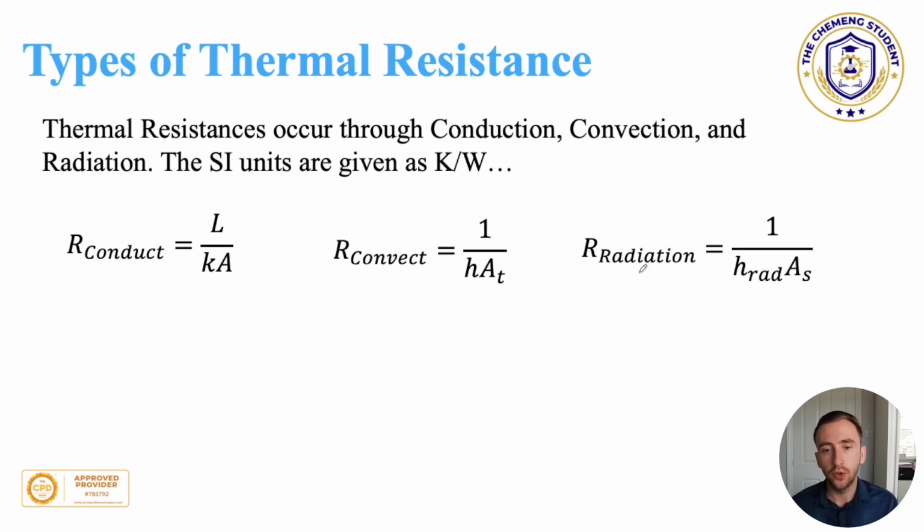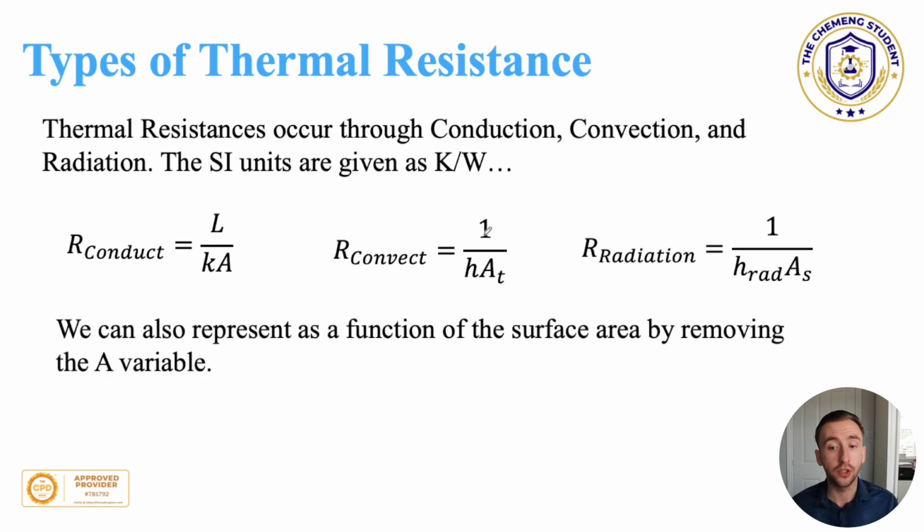Now it is worth noting that these equations can also be expressed independently of the area. And so rather than it being Kelvin per watt, it would be written as Kelvin meter squared per watt.